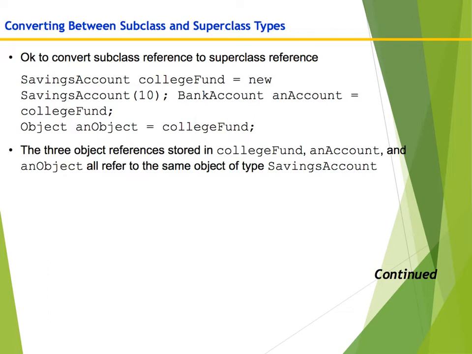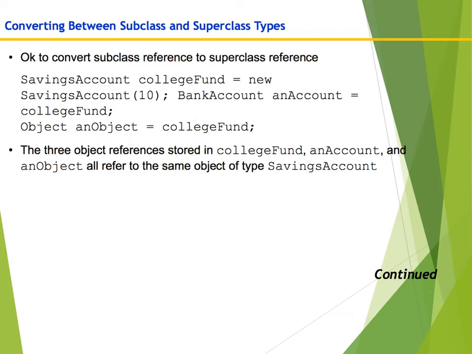Also, as we said, object is a class in Java which is the superclass of all other classes. So again, if you create a variable like an object with type object, it can refer to a savings account like college fund, because object is also indirectly a superclass of savings account. Therefore, you can have a variable of type object that refers to college fund, which is a savings account object.